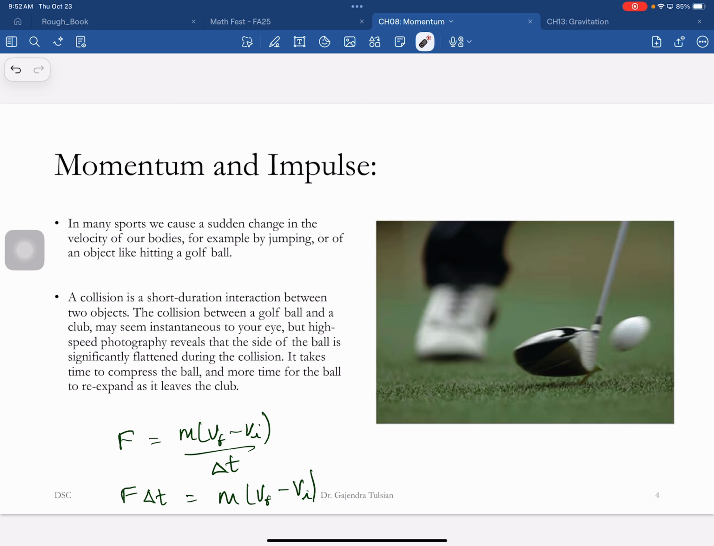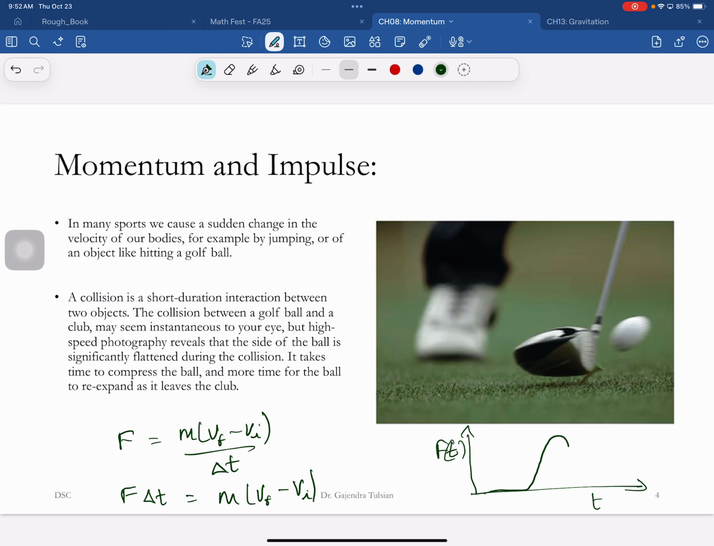The force that the club exerts, as a function of time, goes like that. The force is 0 before the club comes in contact with the ball, and as it compresses the ball, the force is greater. This peak force can, in most sports, be up to 2,000 times the weight of the ball, and then it goes back to 0. This area is the impulse. The larger the impulse, the greater the speed with which the ball takes off.